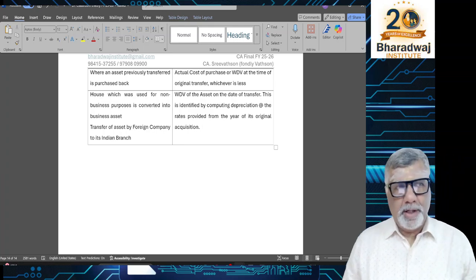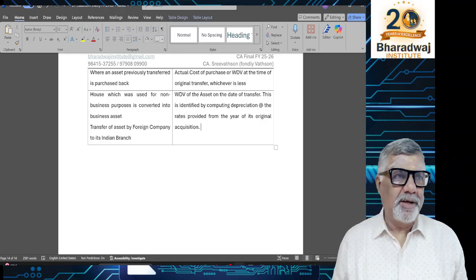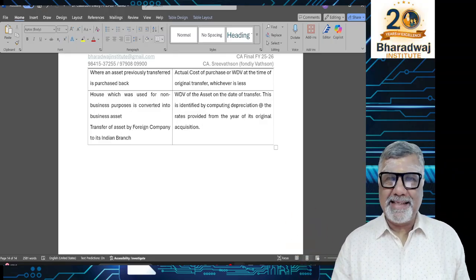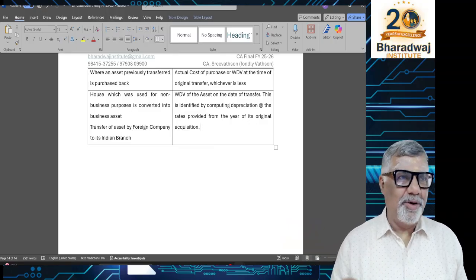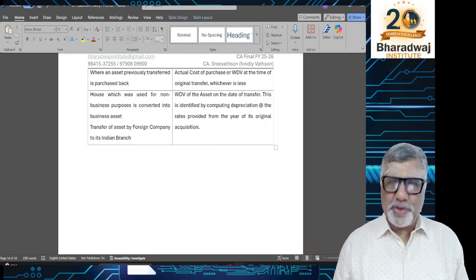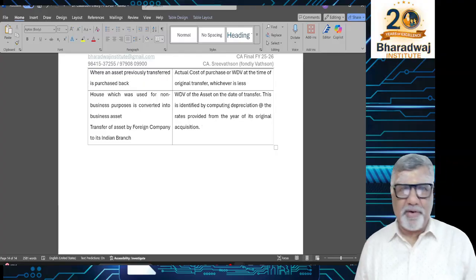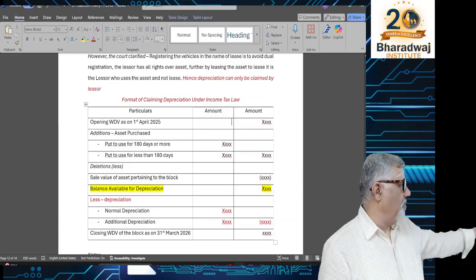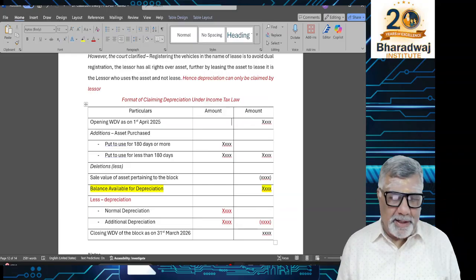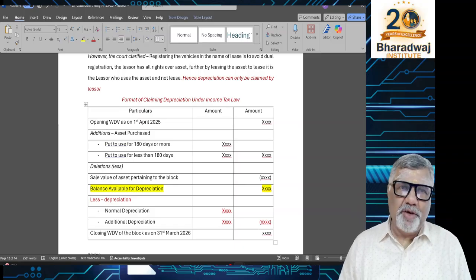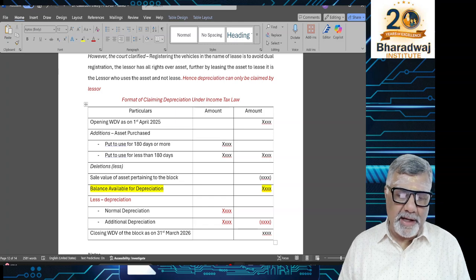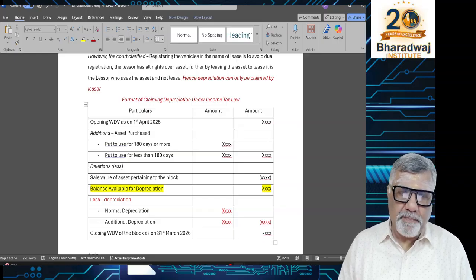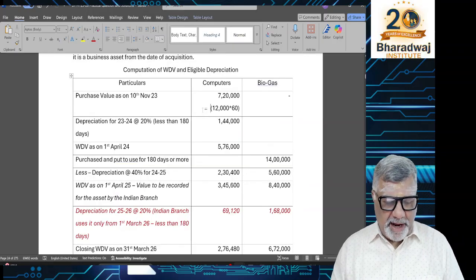So, special cases of addition. I want you to leave 4-5 lines and then write the next thing. Leave 4-5 lines, special cases of addition, and then we progress. In the format frame, opening WDV, now we know additions extensively: put to use for 180 days, less than 180, more than 180. That split is because of eligible depreciation. Deletions, sale value.